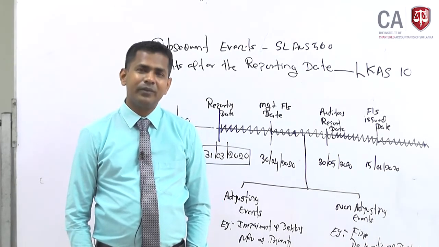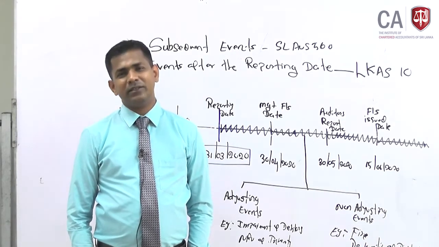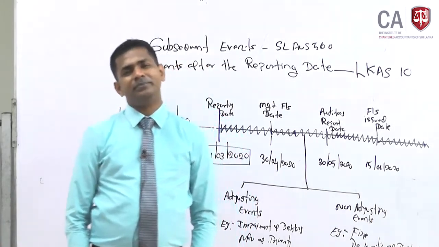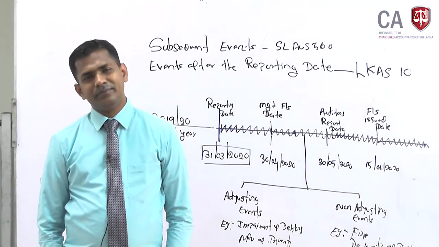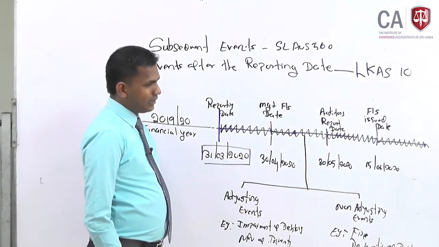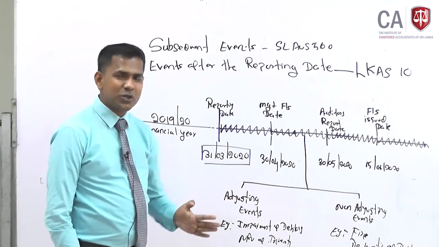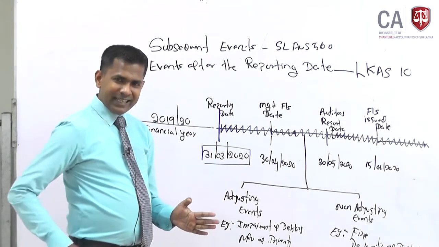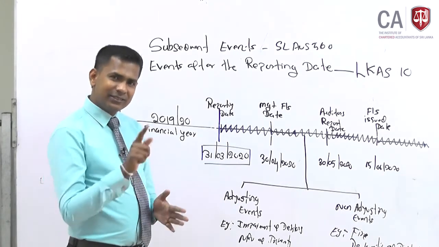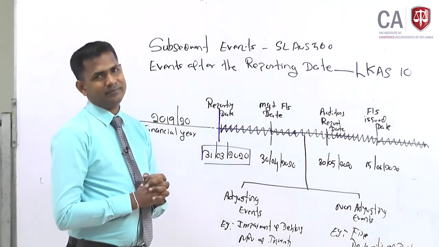Now, is it an adjustable event or an unadjustable event? Right. It is an adjustable event. Why? The court case was there on 31st March 2020. It is connected to the results that have come in. If we knew these results on 31st March 2020 itself, we would have provided for them in the books of accounts, therefore it is an adjustable event.